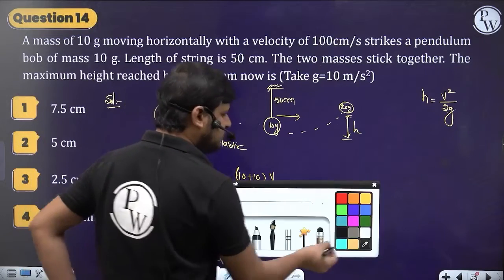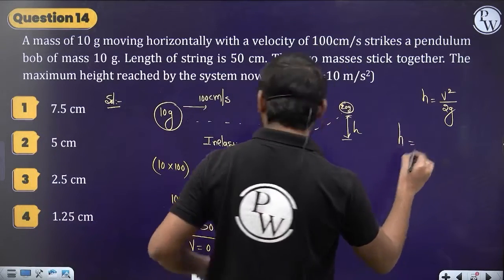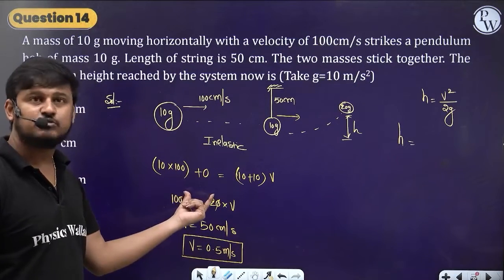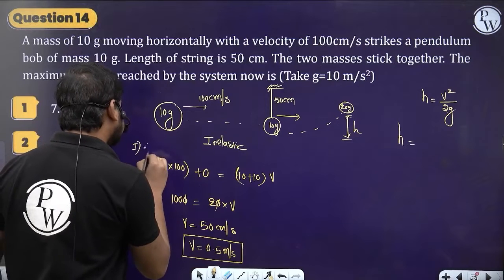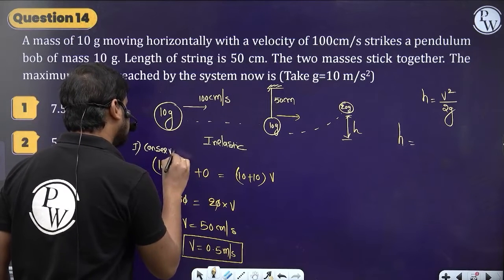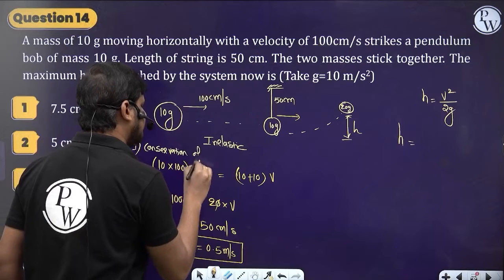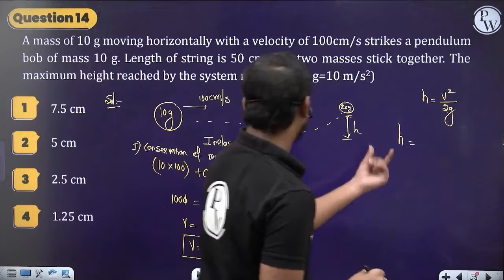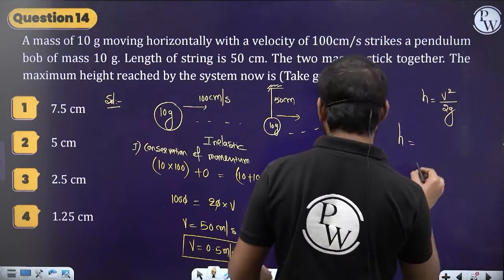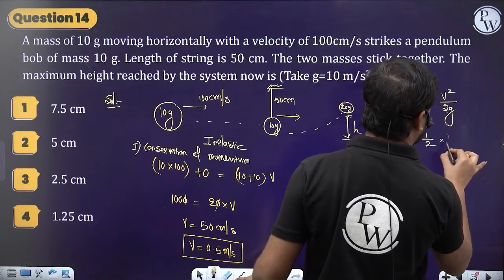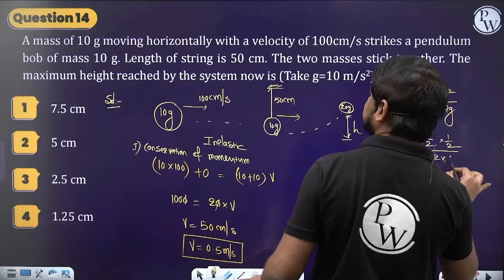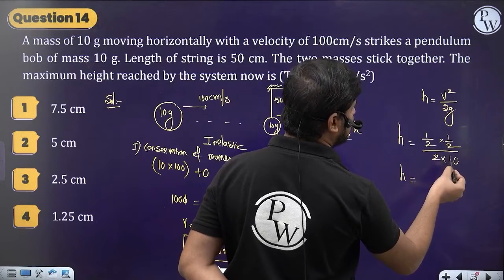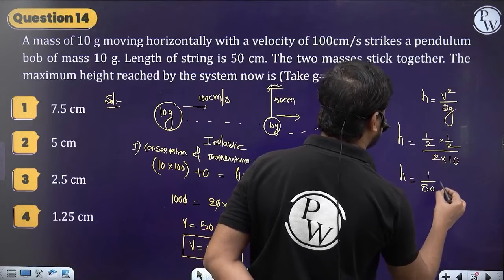Now can we find to what height it rises? Instead of remembering the formula, you can just follow the simple procedure: the first step is conservation of momentum. Clear guys? So h is equal to v square by 2g. With v as 0.5, which is 1 by 2, and taking g as 10, as they said in the question, h is equal to 1 by 4 into 20, which is 1 by 80 meters.